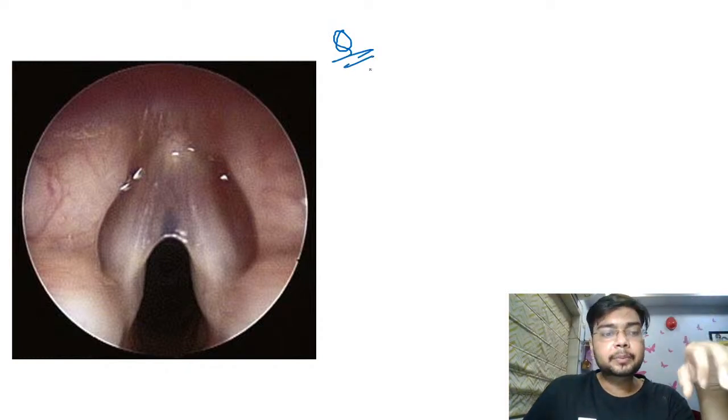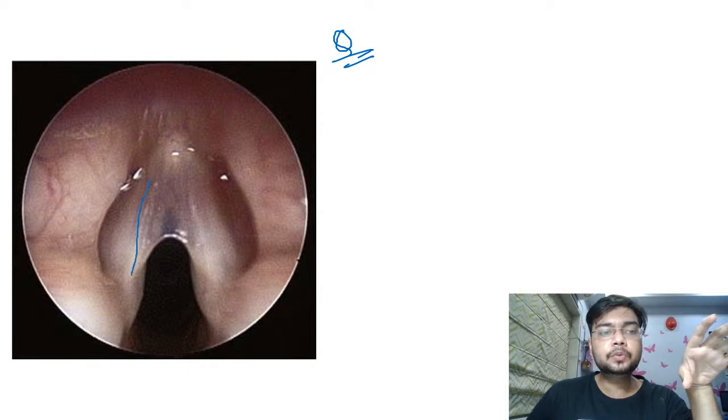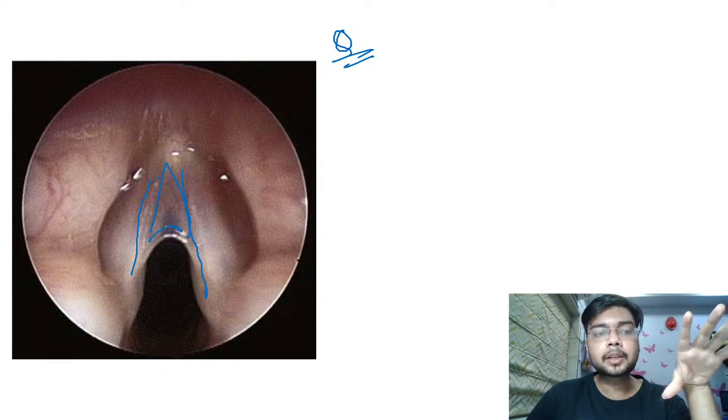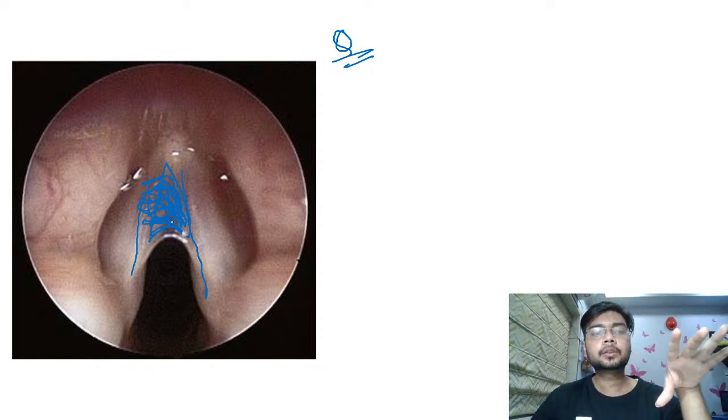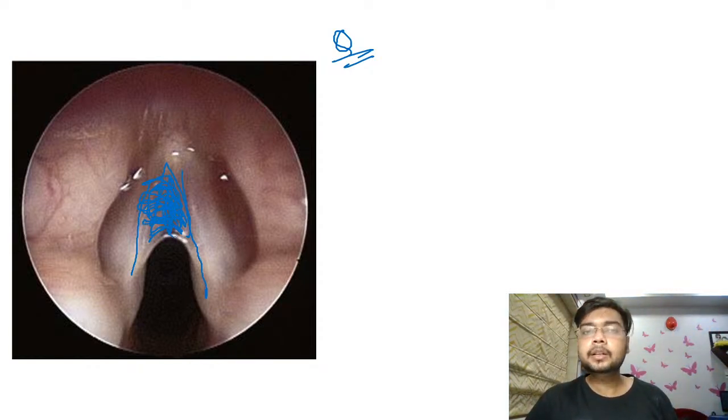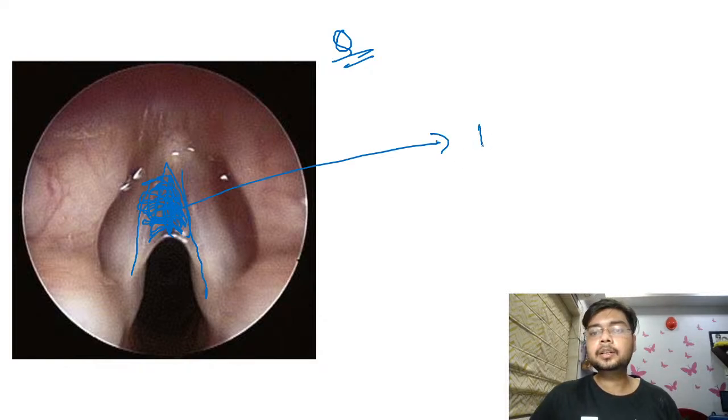Now tell me, what is the diagnosis of this picture, this picture of fiber optic laryngoscopy? What you can see is two vocal cords here, but in the anterior 1/3 part, the airway is not patent. There is some membranous-like thing which is covering the anterior 1/3 part of the glottis. So this is a condition called laryngeal web.